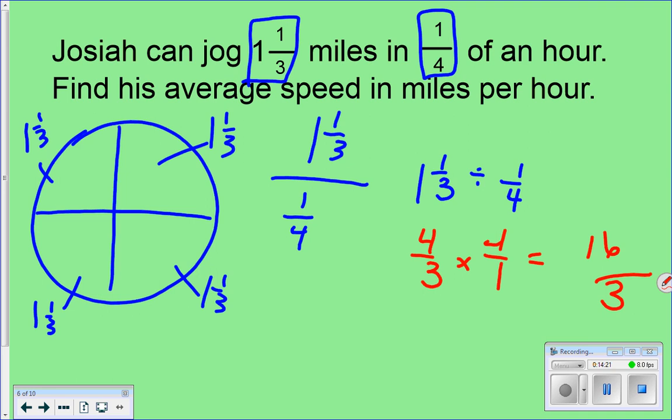I'm going to get 5 1/3. And I bet if I add these all together, what do you think I'm going to get? 5 1/3. So if you have a mixed number, you've got to change to an improper fraction, just like you know how to do.